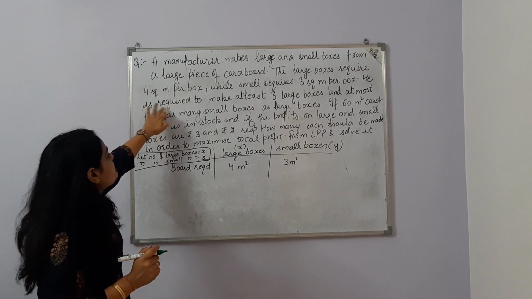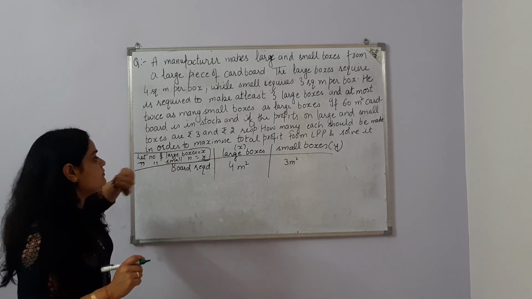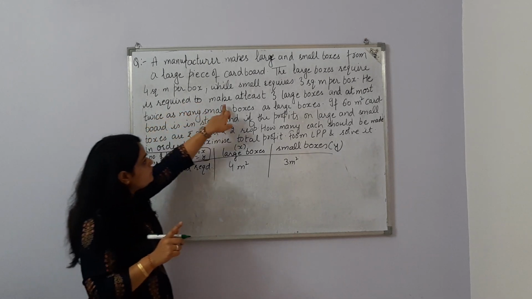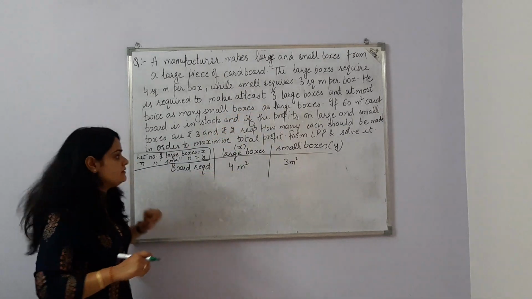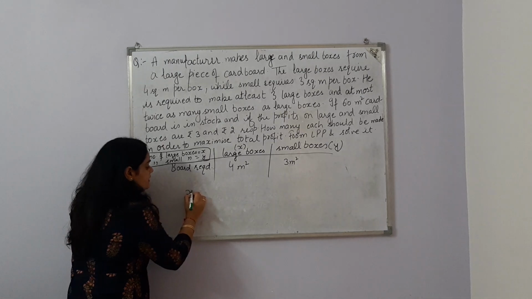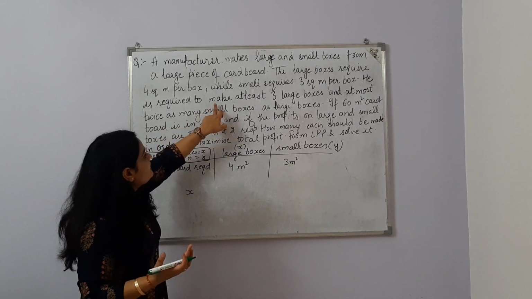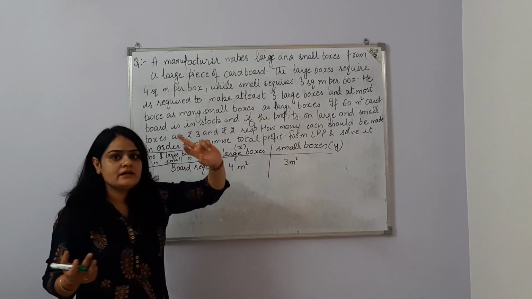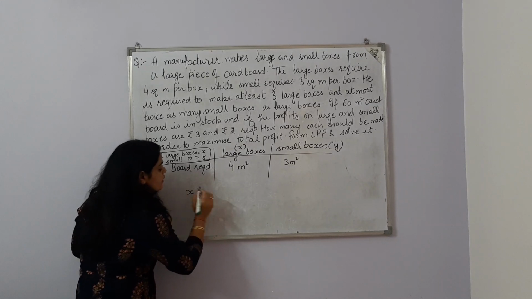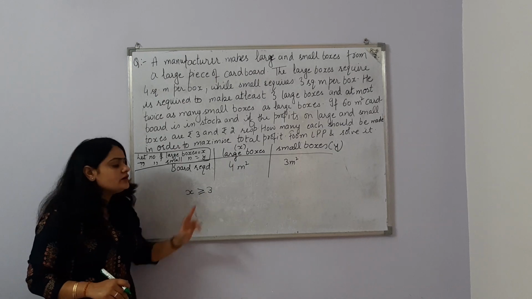Now he is required to make at least 3 large boxes and at most. That means the manufacturer is producing 3 large boxes. Now the large boxes are X. What is the count of X? He is saying he is making at least. At least means greater than or equal to 3. The count is greater than or equal to 3.